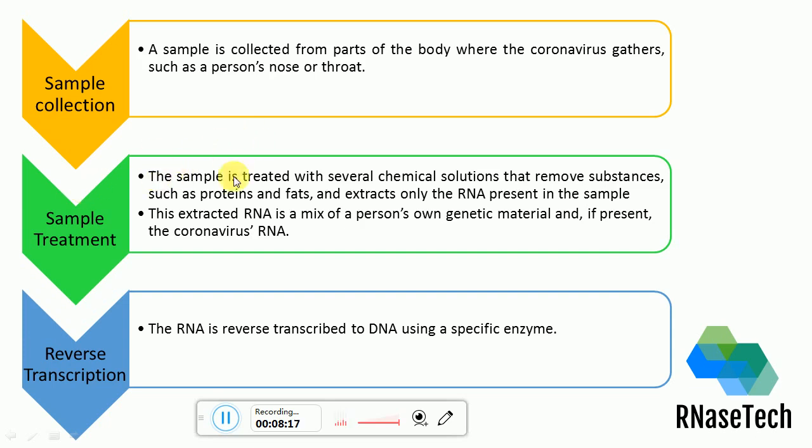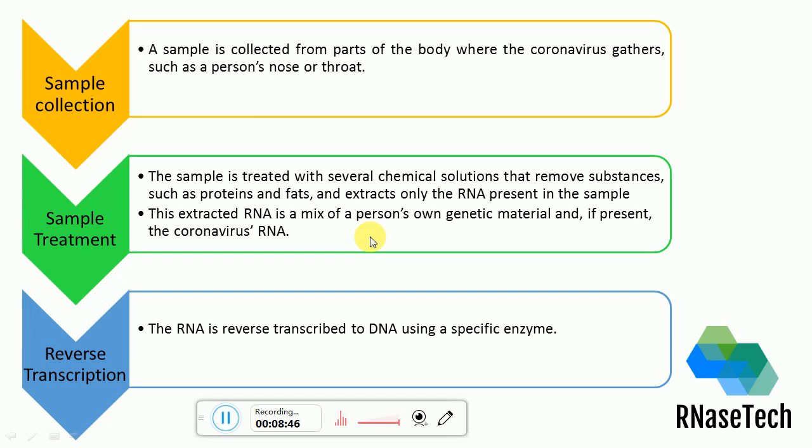The sample is treated with several chemical solutions that remove substances such as proteins and fats, and extract only the RNA present in the sample. This extracted RNA is a mix of the person's own genetic material and, if present, the coronavirus RNA. Okay. So now we have the genetic material, the starting material from where we can begin the process of PCR, RT-PCR.